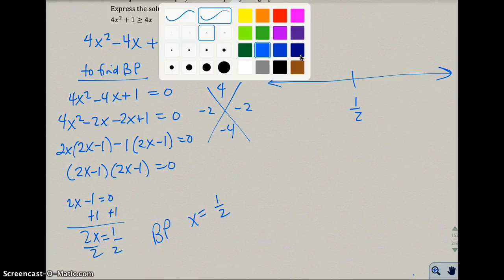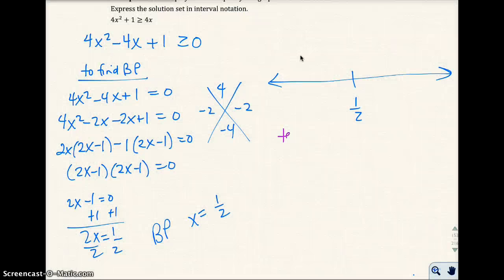So I'm going to test something less than 1/2, which would be 0. So I put 0 in the original inequality here. I have 4 times 0 squared plus 1. Is that greater than or equal to 4 times 0? And I get 1 is greater than or equal to 0. That's true.